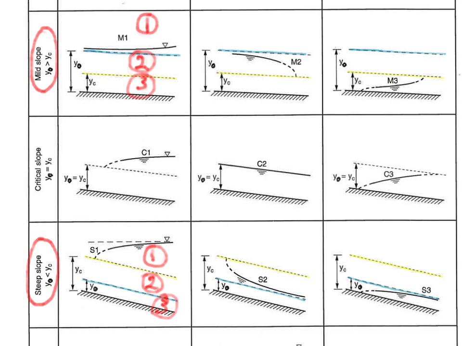So an M1 channel will be a mild slope channel in which the flow has been forced above the normal depth line here into zone 1, and we'll get a characteristic M1 profile. An M2 similarly is in zone 2, an M3 in zone 3, and the same thing for S1, S2 and S3. Those 6 profiles we need to be familiar with. We need to be able to sketch them out as shown here and identify them.